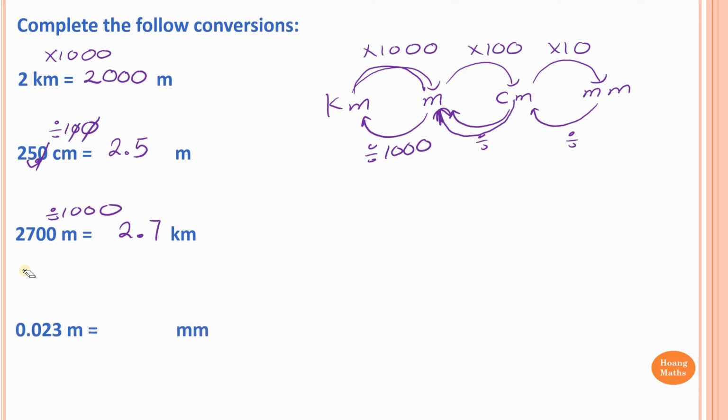This one here, 0.023 meters to millimeters. We know that from meters to centimeters, you time by 100. But then it only gives you centimeters, so you go one more step to millimeters, so you times by another 10. In other words, you times this by 1,000. You times by 1,000, of course it gets larger. You go 1, 2, 3. So the answer is 23.